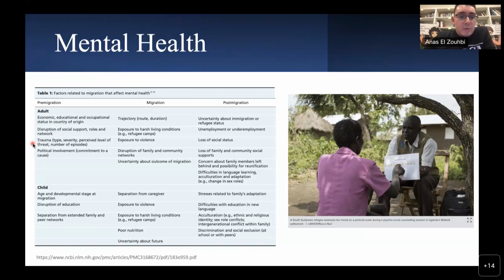The trauma that they had to experience, whether it was from the initial reason of being forced to migrate or during the process of migration itself, plays a major role. Also, political involvement, as we touched upon earlier. Children also suffer mentally from many different things, including disruption of their education, separation from their families, and so on and so forth.